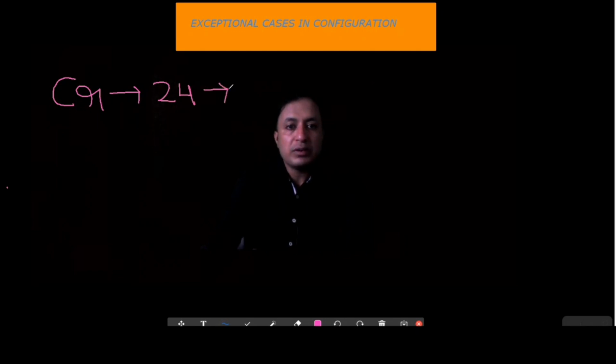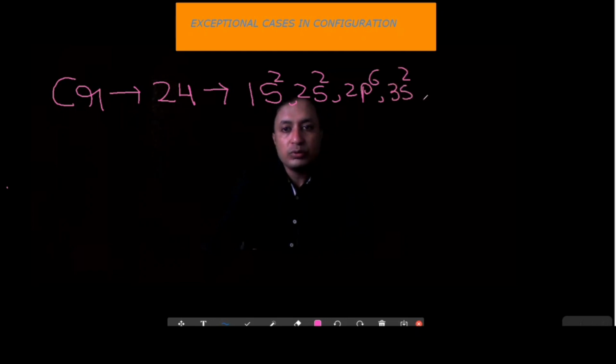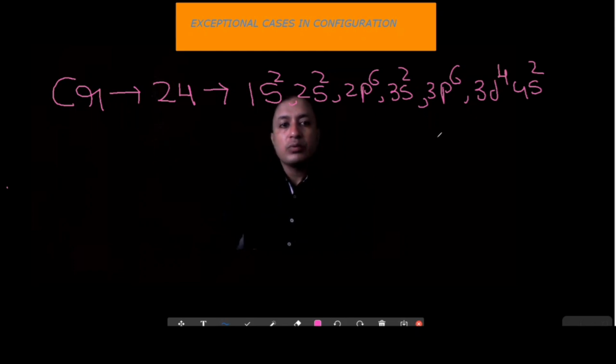So usually, by the method which I told you in the previous video, the electronic configuration for chromium should be like 1s2, 2s2, 2p6, 3s2, 3p6, and then 4s2, which is going to be filled first, and in the last 3d4. Okay, this should be the way to write the electronic configuration of chromium according to the above rule.